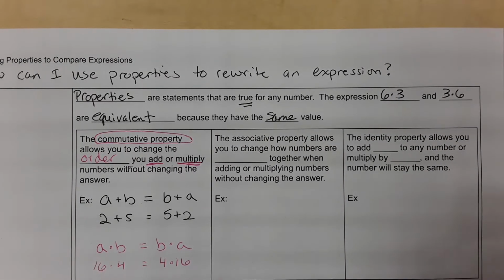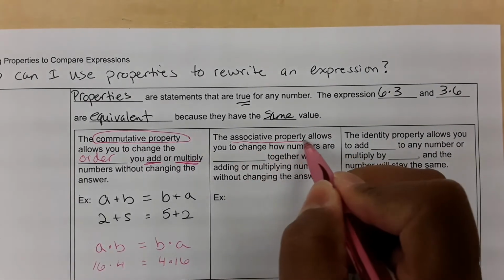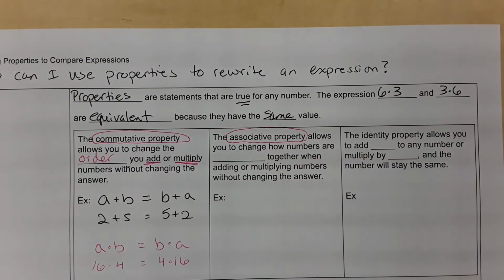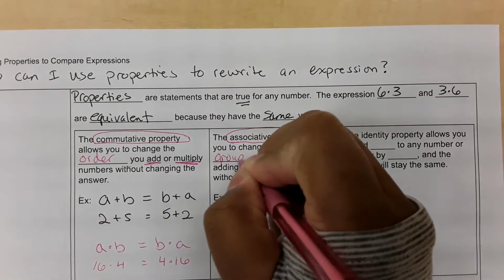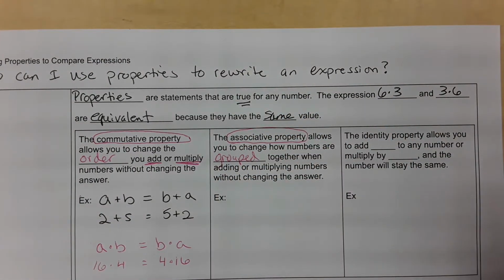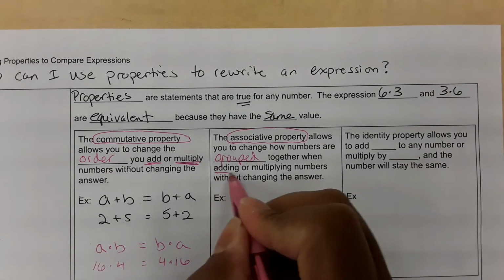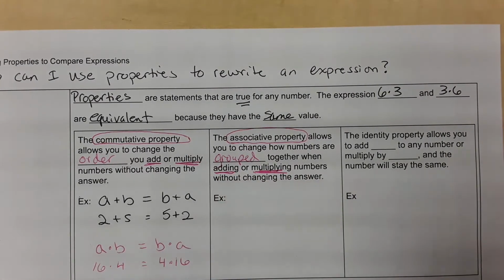Next property we need to note is our associative property. I like to think of this one to help me remember is I go at lunch to associate with my friends, just like you do. You go group up with your friends. This property allows you to change how numbers are grouped together when adding. Again, it's only when adding or multiplying, and your numbers will be unchanged. Your value will be unchanged.